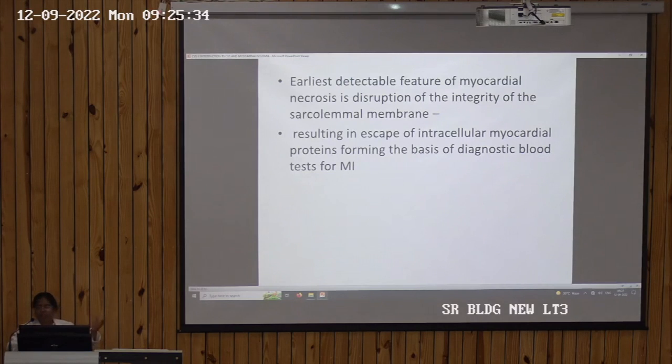These then diffuse into the blood, and these enzymes and proteins form the basis of diagnosis of myocardial infarction by blood test. Okay, this is how the enzymes and the proteins that we detect in blood occur because of disruption in the membrane of the cardiac myocytes.